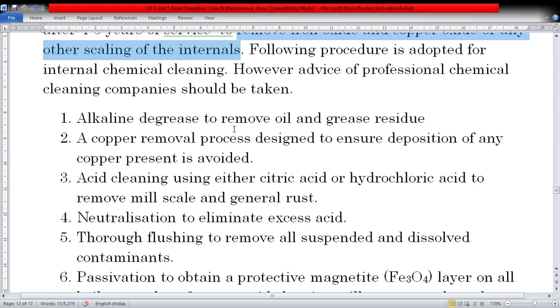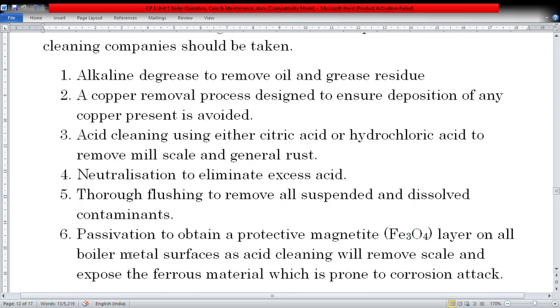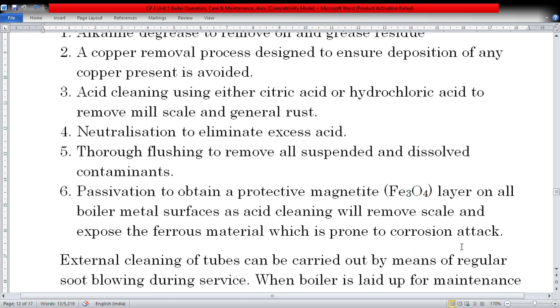Alkaline degrease to remove oil and grease residue. A copper removal process designed to ensure that deposition of any copper present is avoided. Acid cleaning using either citric acid or hydrochloric acid to remove mill scale and general rust. Neutralisation to eliminate excess acid. Thorough flushing to remove all suspended and dissolved contaminants. Passivation to obtain a protective magnetite Fe3O4 layer on all boiler metal surfaces, as acid cleaning will remove scale and expose the ferrous material which is prone to corrosion attack.